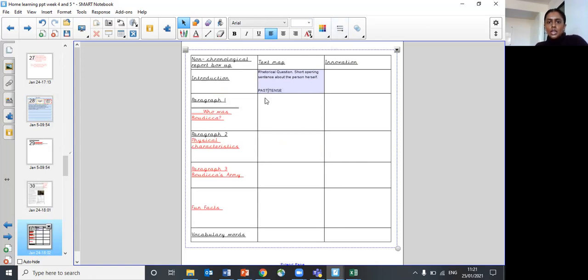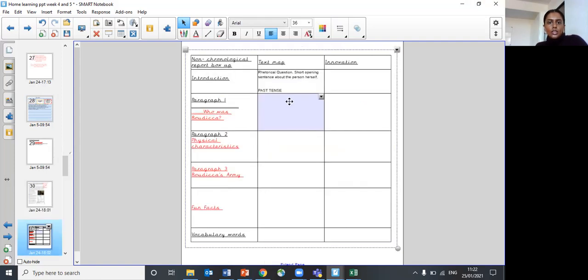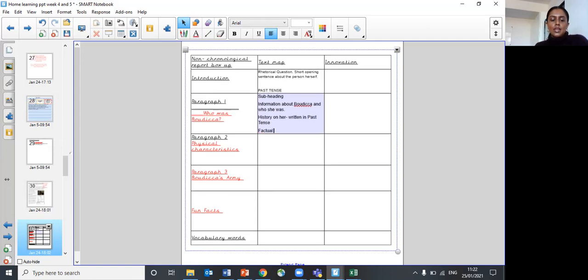So who was Boudica? Let's see what information is included in that part of our text map. We have a subheading, and we've got some information about Boudica and who she was. So if we go back, we have a subheading, we have information about Boudica and who she was, history on her, and it's written in past tense. It's also factual information.